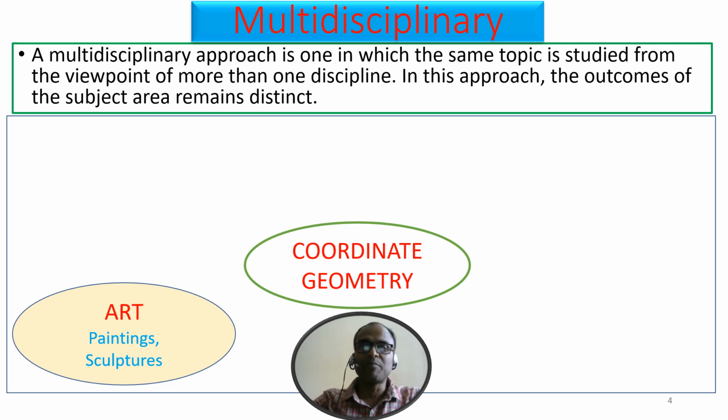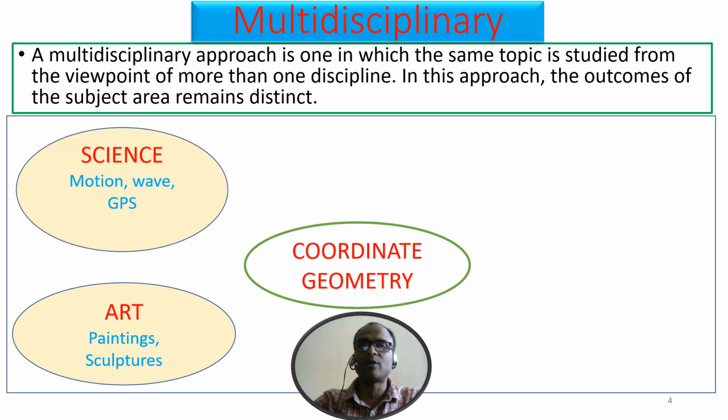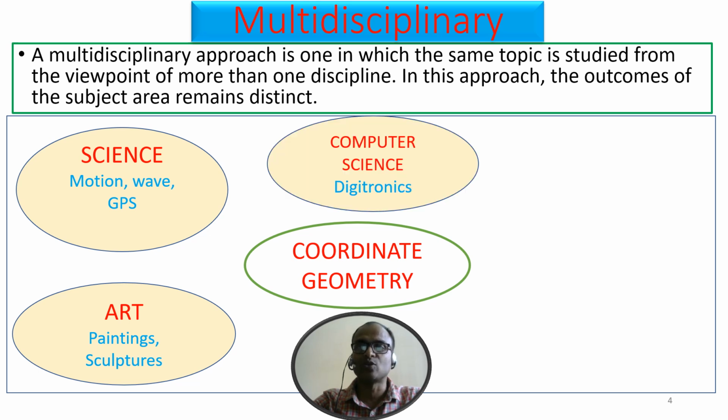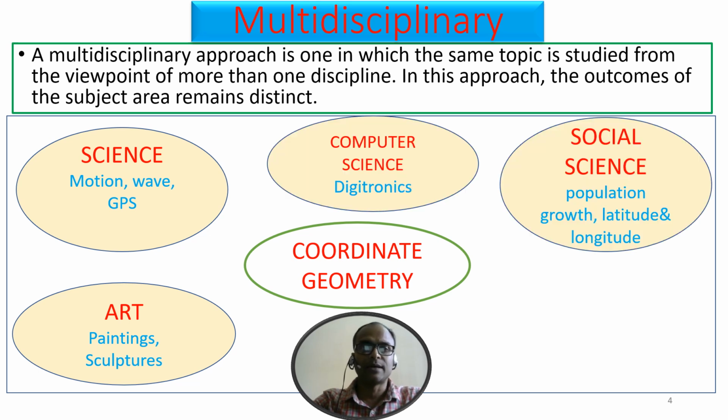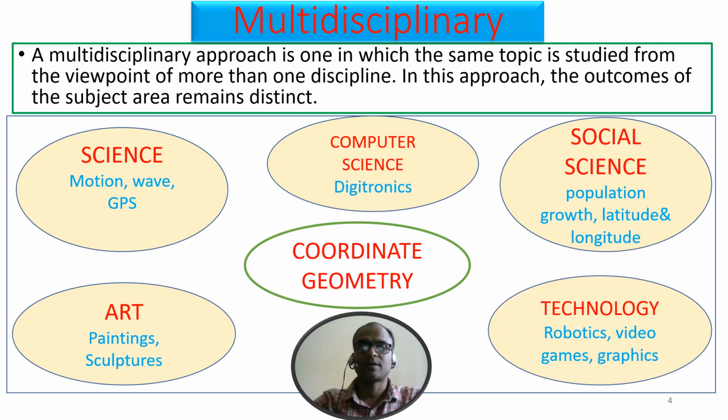Similarly, the same topic can also be correlated to motion, waves and GPS in science, digitronics in computer science, population growth, latitude and longitude in social science, and robotics, video games and graphics in technology. Such meaningful connections will enable the learners to grasp the central concepts easily and foster longer retention.